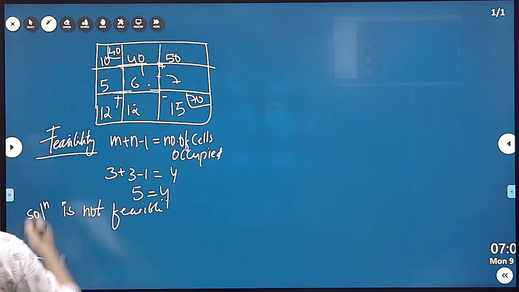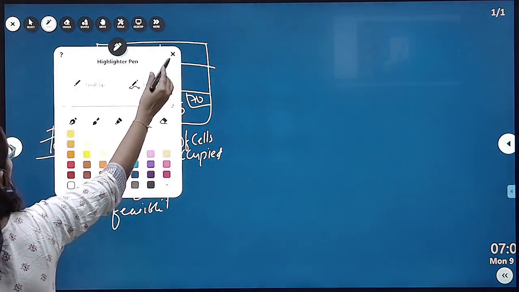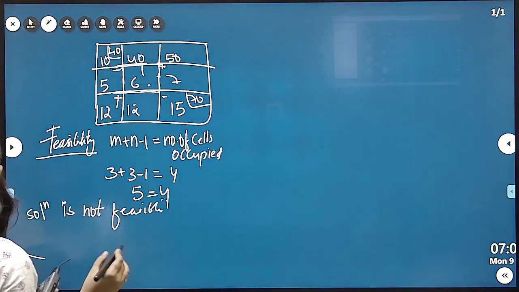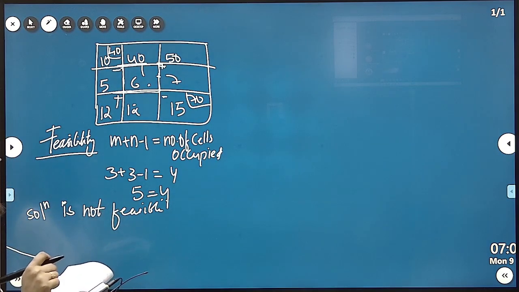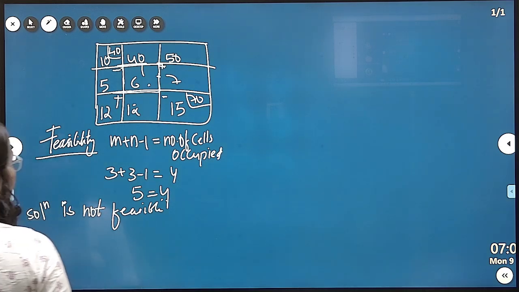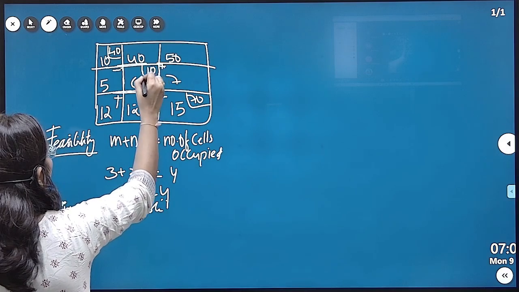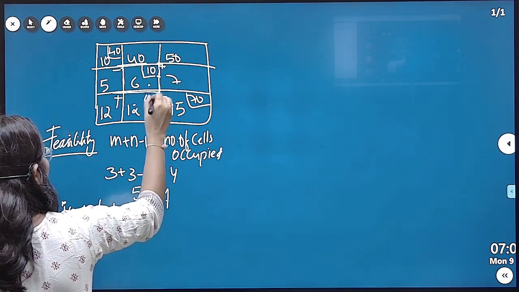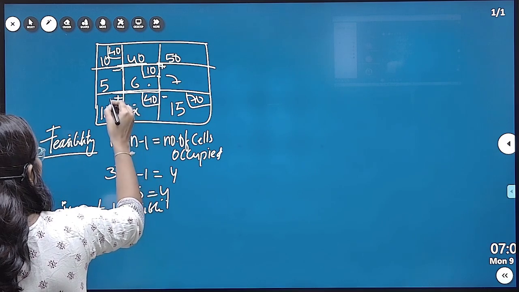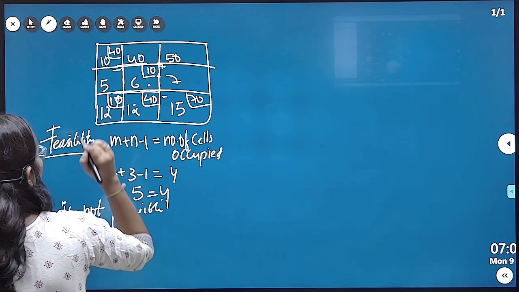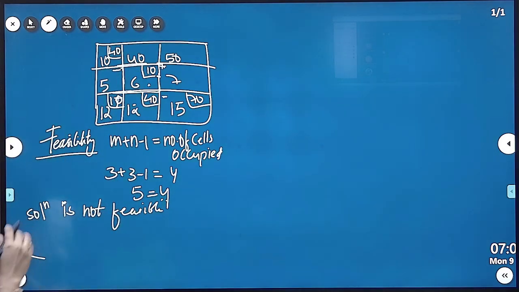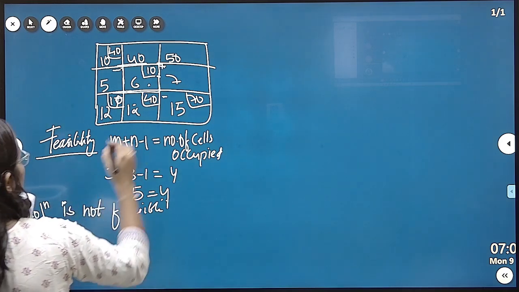So now among the allocated cells, which one is the least number we have? We have 50 and we have 10, right? So which one is the least one? 10. So add this 10 here. Less that 10 from 50, it becomes 40. Again add that 10 here, and again minus the 10, so it will become 0. So now this cell becomes unoccupied. Okay, clear?